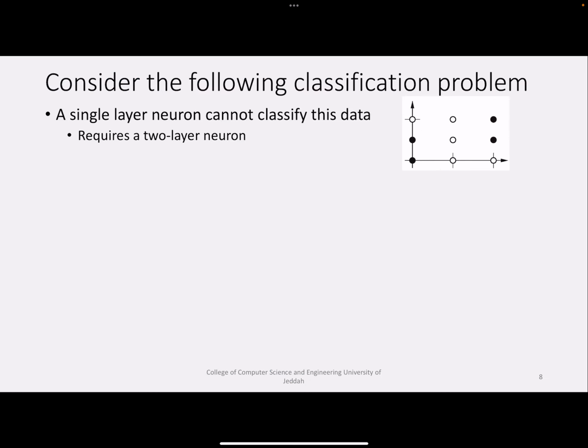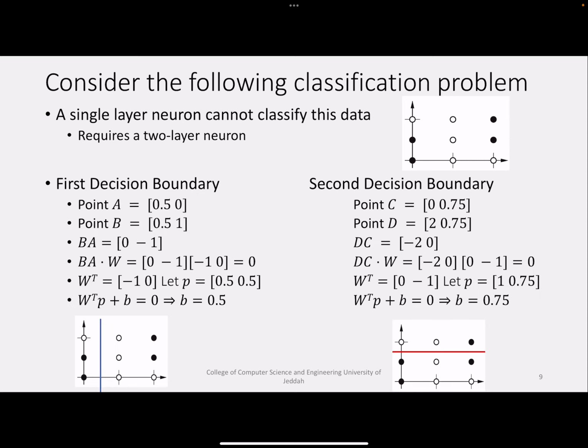Now, a single layer neuron, as we now understand, cannot classify data like you see in this figure up here. A problem like this will require at least a 2-layer network. And so we'd need 2 decision boundaries to separate the 2 inputs that we have in the lower left corner, and we can do that with 2 decision boundaries like this blue one and this red one over here.